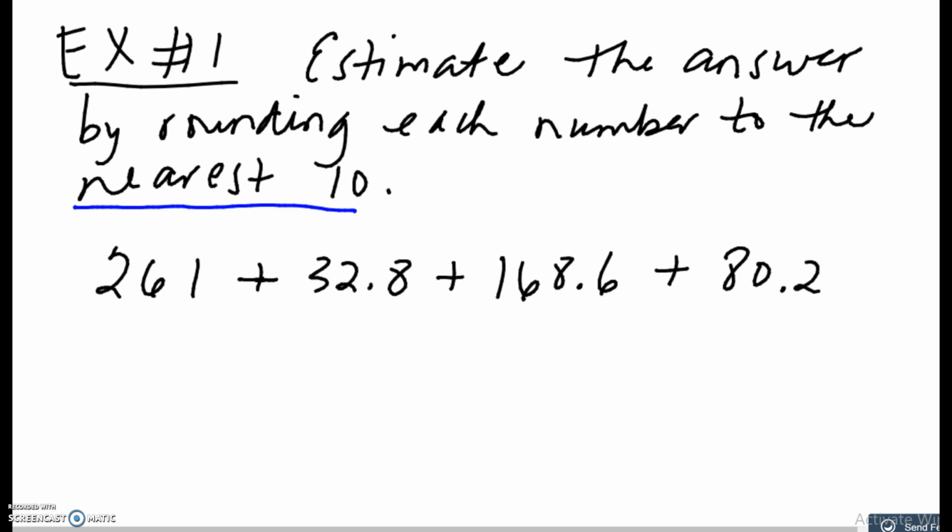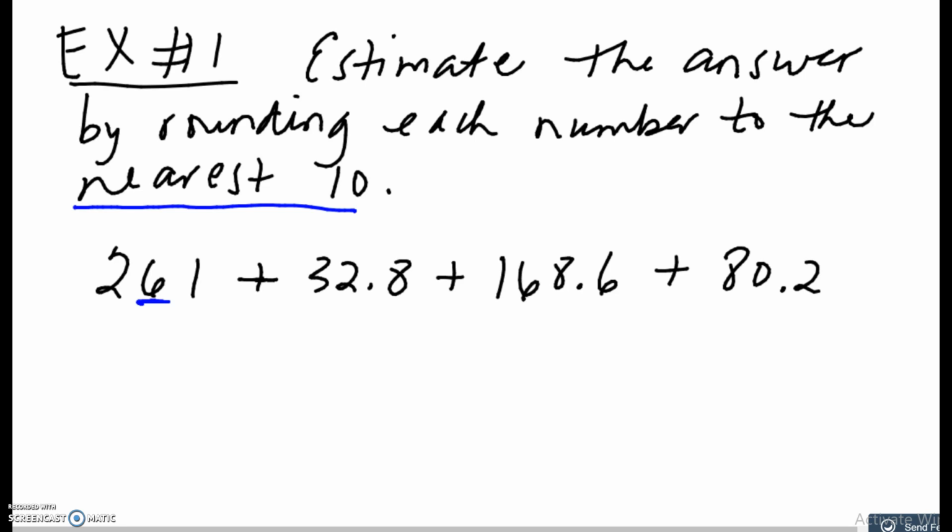A strategy I recommend using is to underline the digit that is in the tens place. And then, of course, we're going to take it all the way back to elementary school where we look at the digit that is to the right. And if this digit to the right is less than 5, we do not change the digit that is underlined. But if the digit to the right is more than 5, then we are going to increase the number that's underlined.